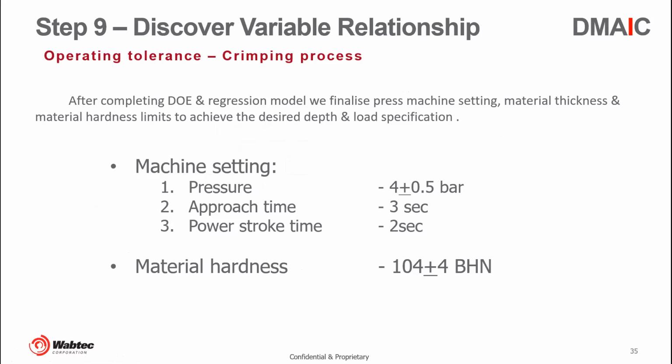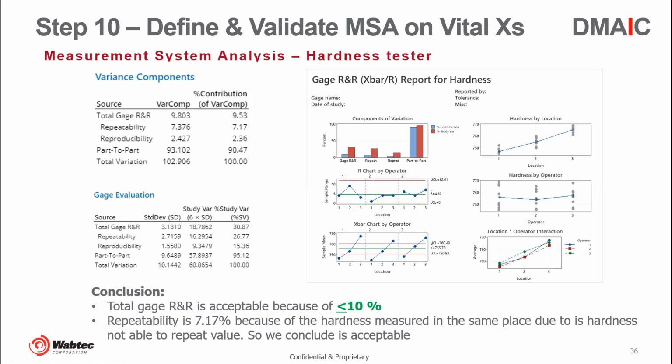Then going further, this was the final setting we got for machine setting and for material hardness, through which we were able to lay down the process control parameters to control the crimping process in order to bring down the rejection to 0.